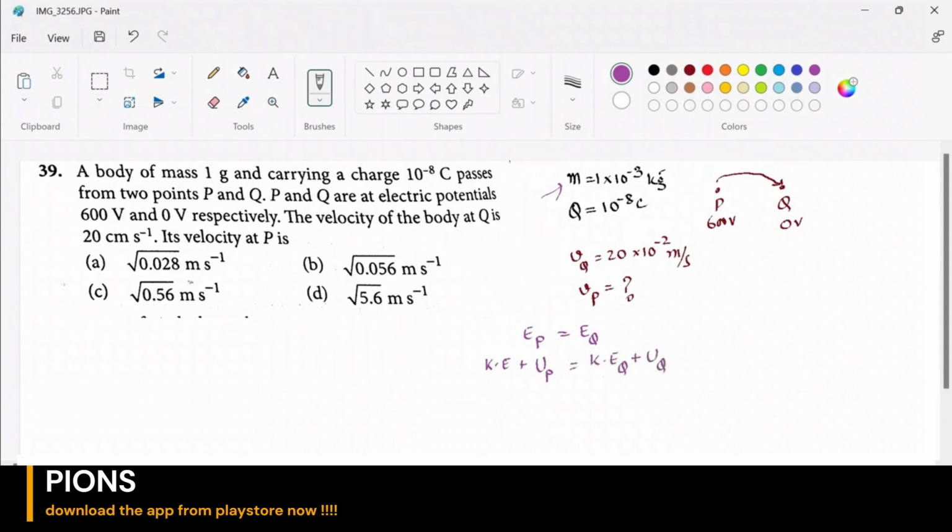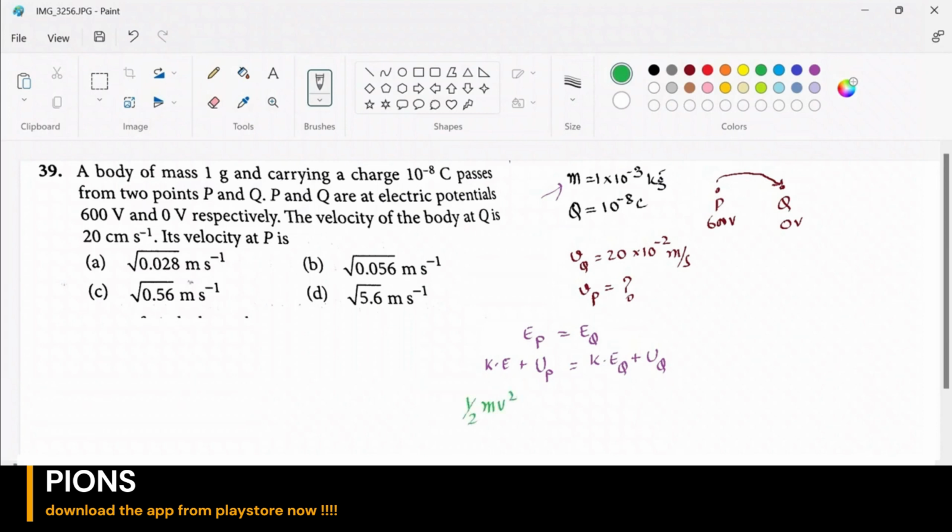I hope this is clear. Anyone who has not understood, speak up. If something is moving from one point to another point, it will have some kinetic energy and it will have some potential energy. So the sum of kinetic plus potential at one point will be equal to the sum of kinetic plus potential at the other. What's kinetic energy at point P? Half mv square.